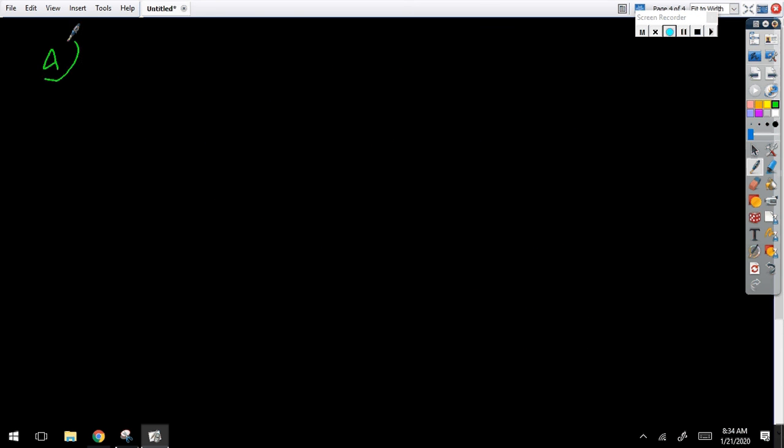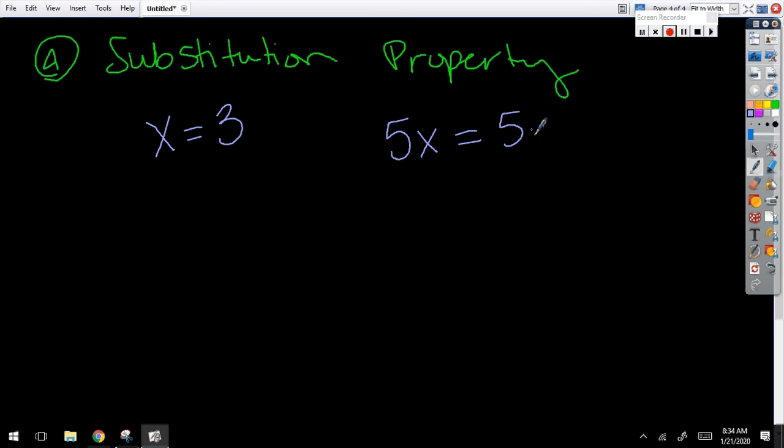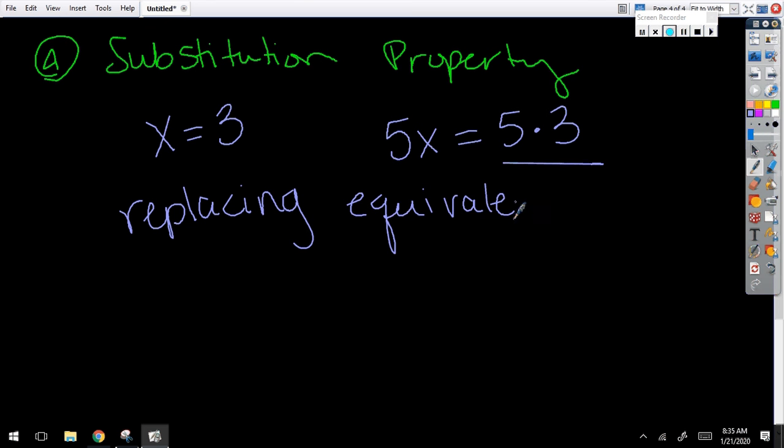All right, number 4. Substitution property. It does exactly what it sounds like it would do. Replace or sub something in. And you've already been doing that, really. If I told you that X equals 3, and you told me that 5X equals 5 times 3, this is the substitution property because you substituted in the value for X. I'm going to say replacing equivalent values. So you substituted in for something that's there already. If I go too fast through these, let me know.